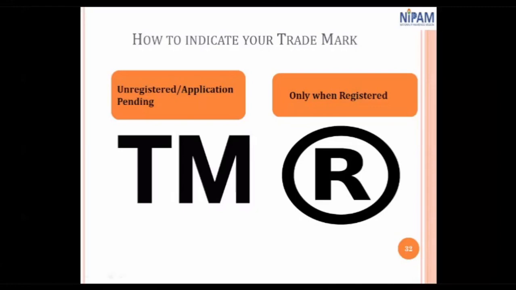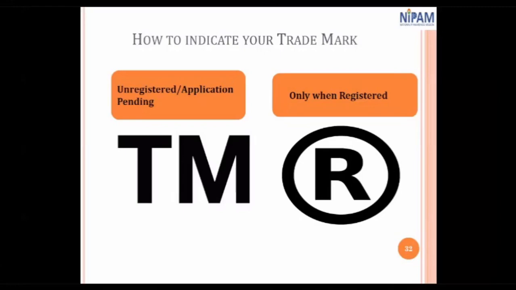When a symbol TM is written next to a particular name or symbol, that means the application for that trademark is pending or it is unregistered. But when a symbol R is written next to a name, it signifies that the logo has already been registered or has already been used by some other company. So there is no point in copying or using that same symbol.